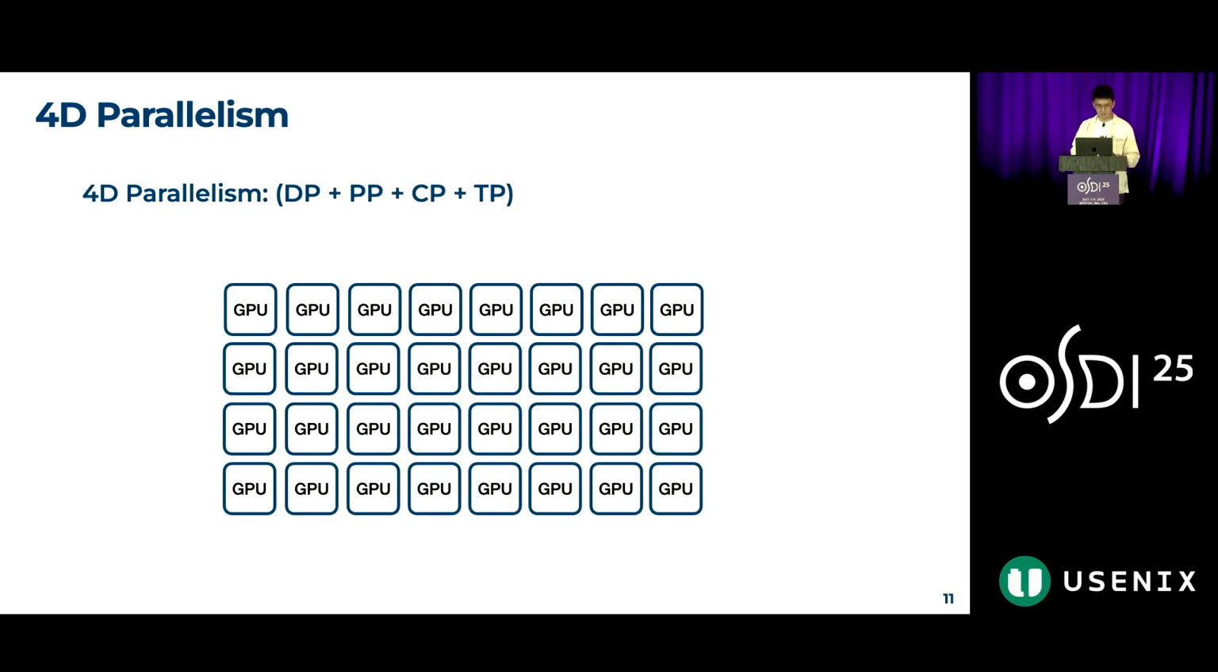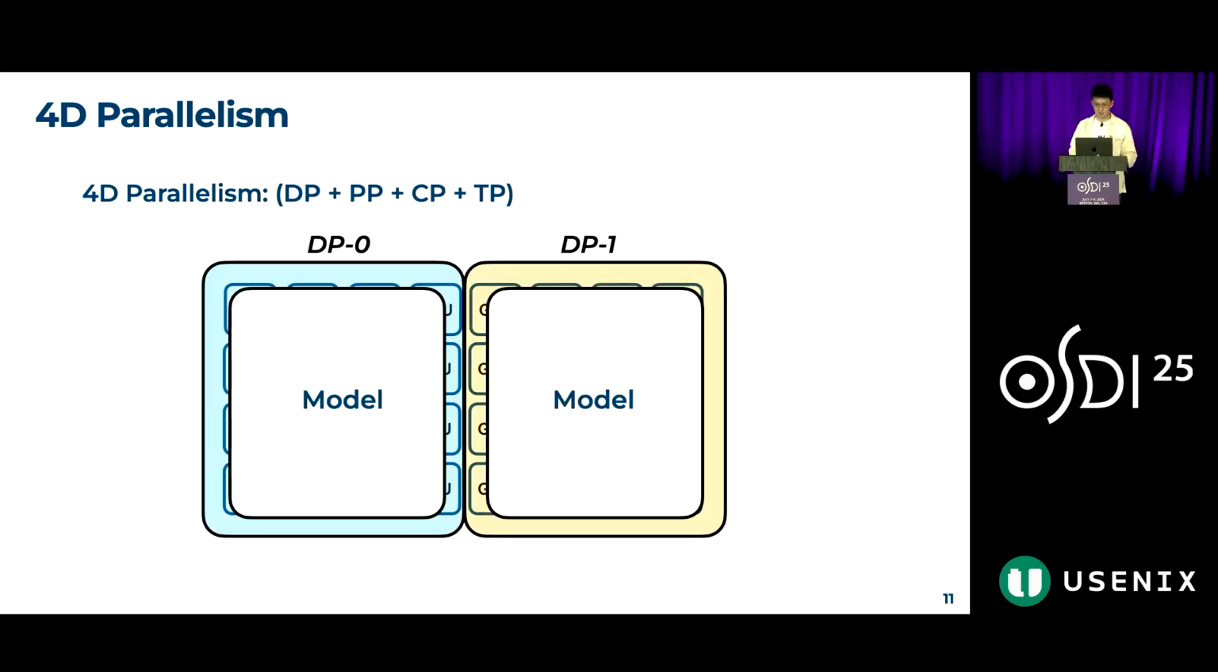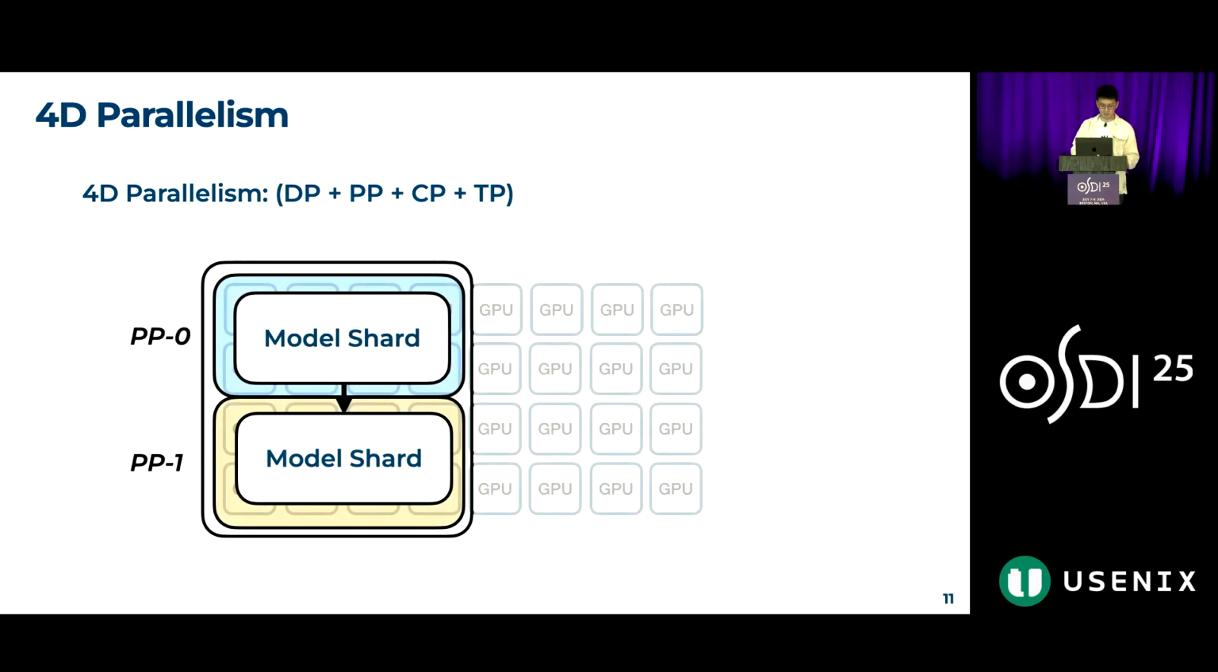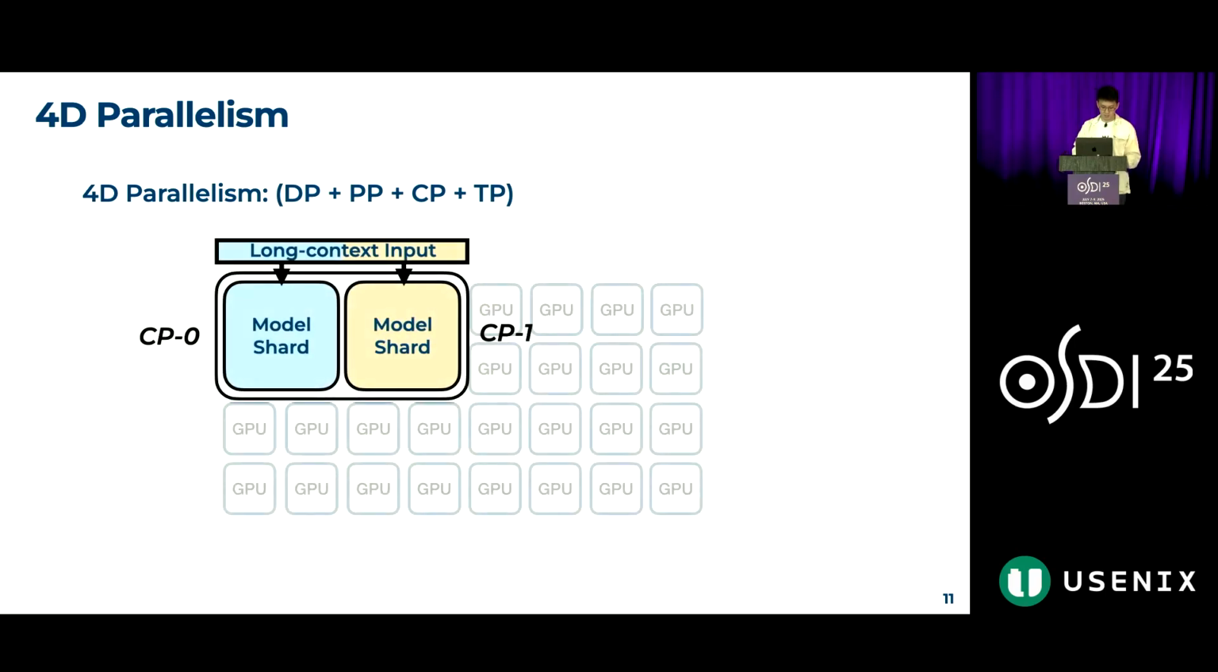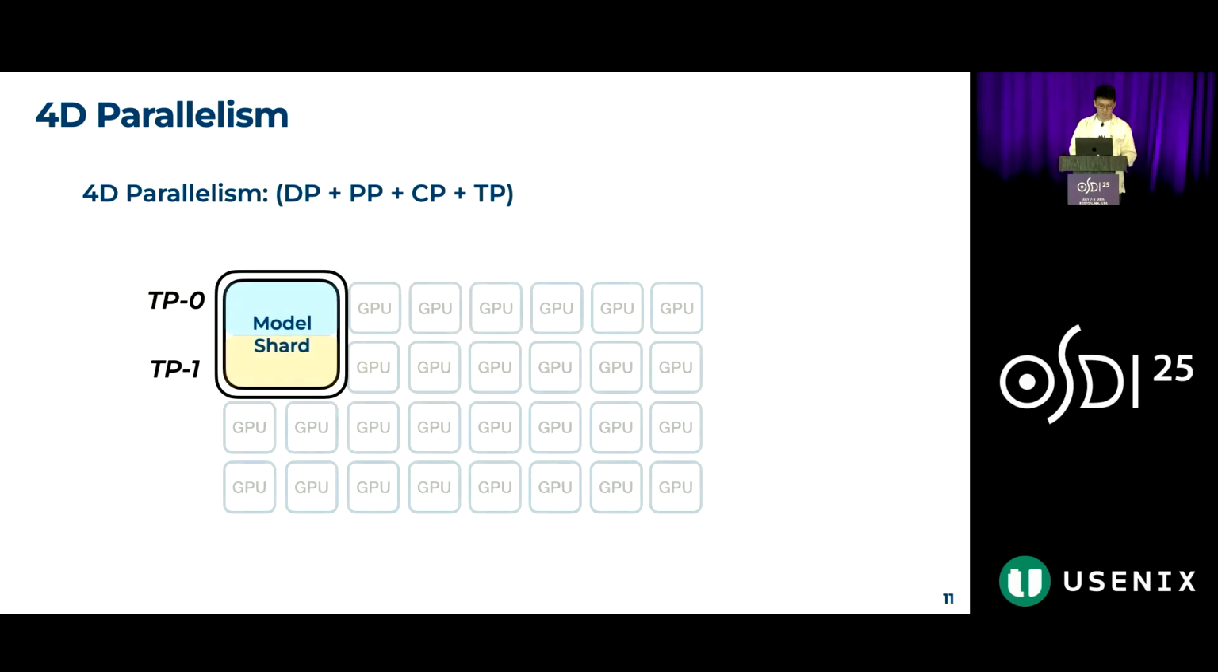When applying the four-dimensional parallelism together, the outermost dimension is data parallelism, and then the model in a DP worker is parallelized by pipeline parallelism. The next dimension is context parallelism. The model shard is duplicated, and the input is partitioned and distributed across CP workers. Lastly, the innermost dimension is tensor parallelism.